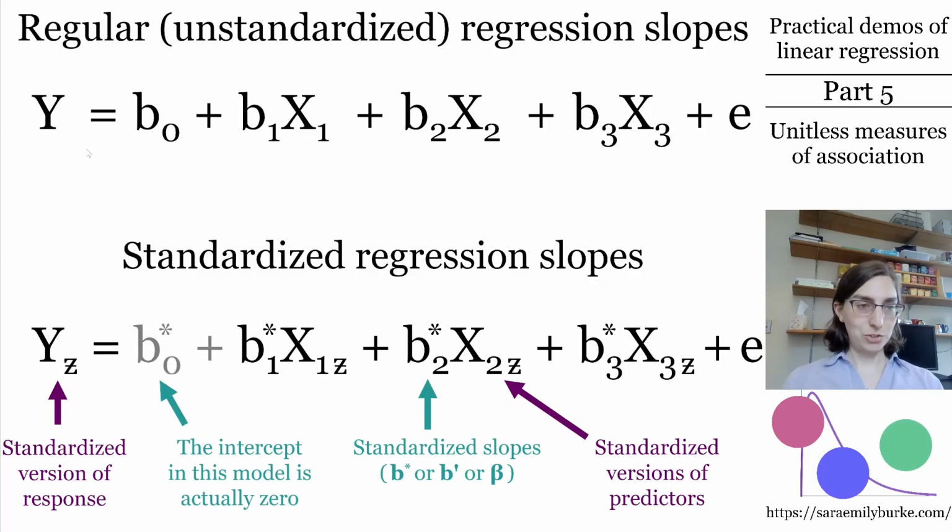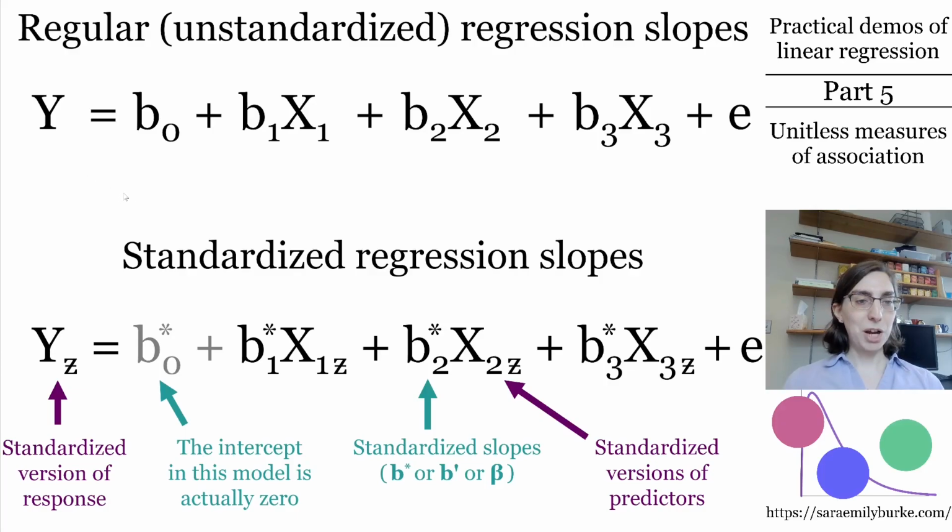The standardized regression slopes are the result of applying the same least squares operation with standardized versions of all of the variables in the model. So we have a standardized version of the response variable and standardized versions of each of the 3 predictor variables, which I'm here denoting x sub 1 z, x sub 2 z, and x sub 3 z. All 4 of these variables have been z-scored, and then we fit a model where we minimize the sum of squared residuals. And we get standardized slopes for each of the predictors, which here I'm denoting with b star. That's one of the common ways of doing it.